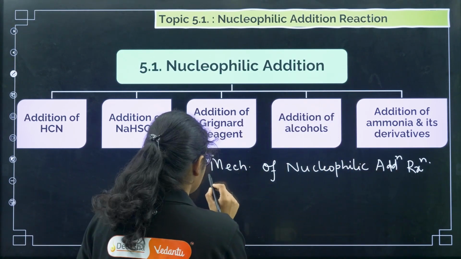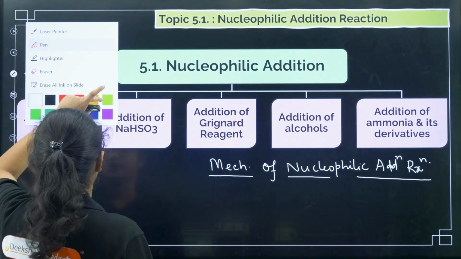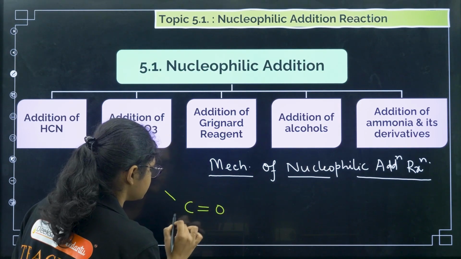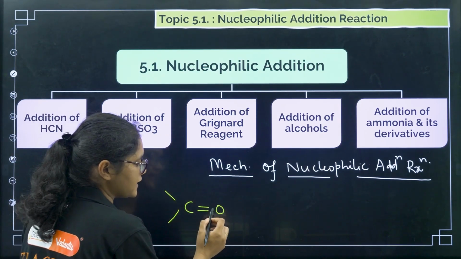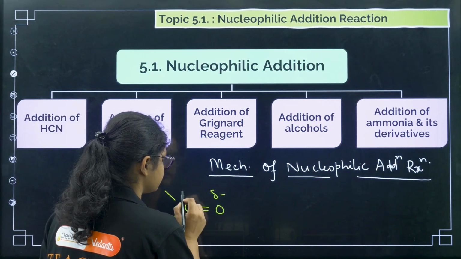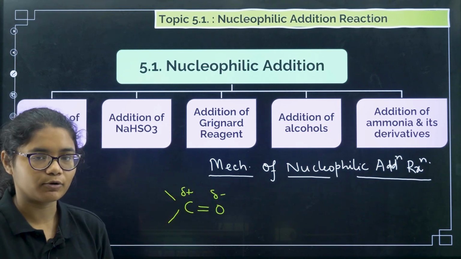Okay, very simple one. This mechanism you can understand very easily if you remember the structure of carbonyl compounds. So we had like this. This is any carbonyl compound, and we have discussed that oxygen is electronegative. So here there will be a delta positive charge, and here there will be a negative charge, and here there will be delta positive charge.